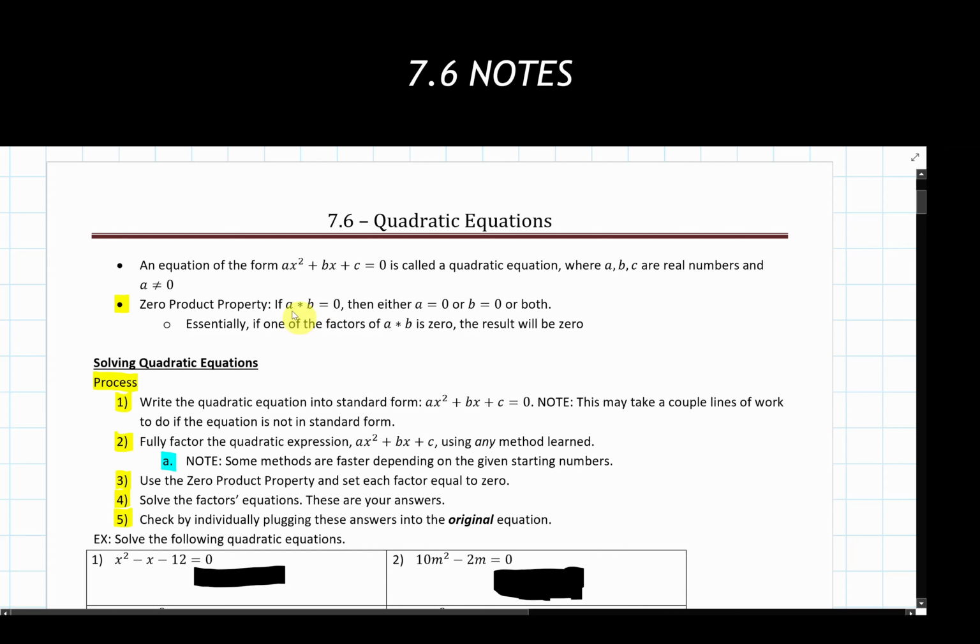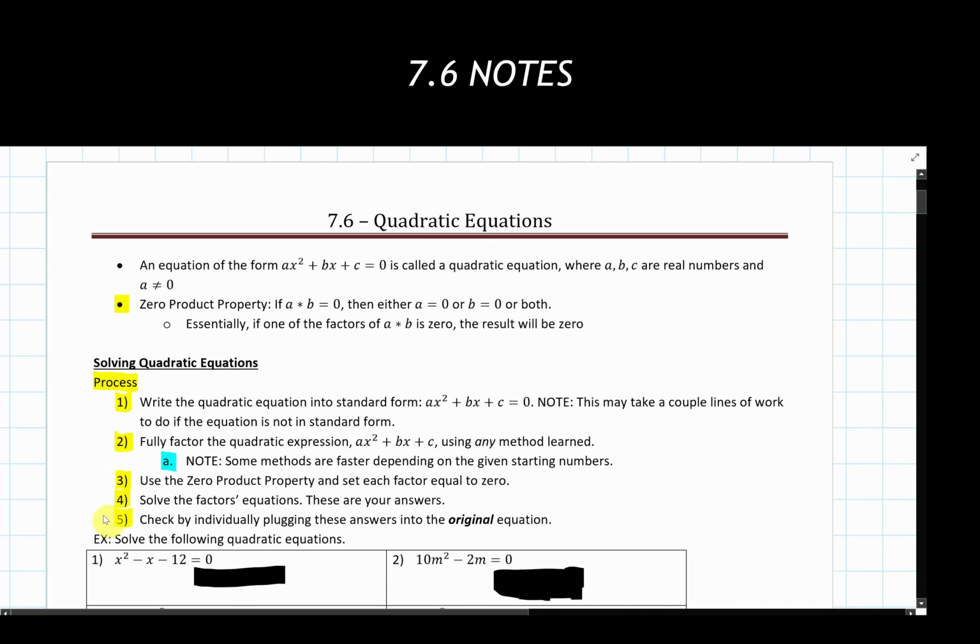We're then going to find out what would make this first set of parentheses equal to 0, what would make this second set of parentheses equal to 0. And then, in step 4, we're going to solve each factor's equation. This is going to give us our potential answers for this type of problem. And again, steps 3 and 4 are something we haven't seen yet, so we'll go through those in a bit more detail and some examples as well.